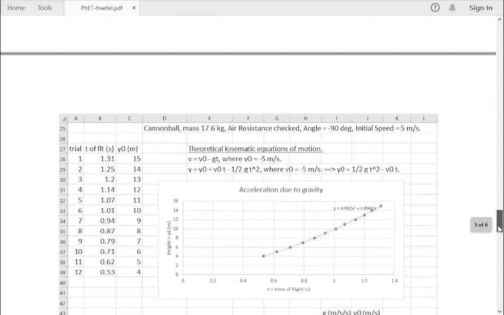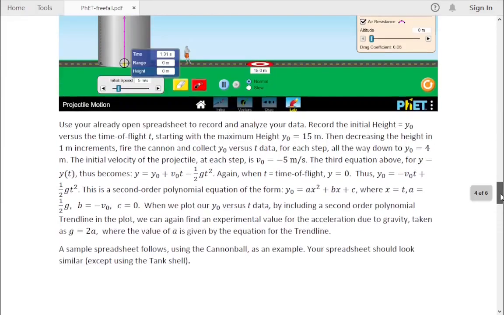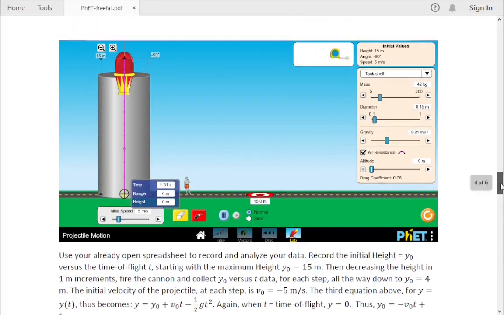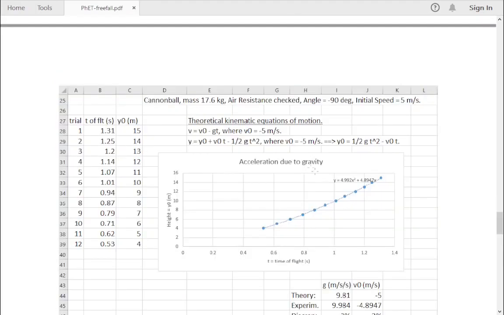So we collect all our data points as before, just fire it. These are the initial heights. This is the time of flight, which you just measure with this tool right here, this time range height tool. Get your time of flight for each initial drop height. We plot that data on a spreadsheet. Again, that data fits a second order polynomial trend line.